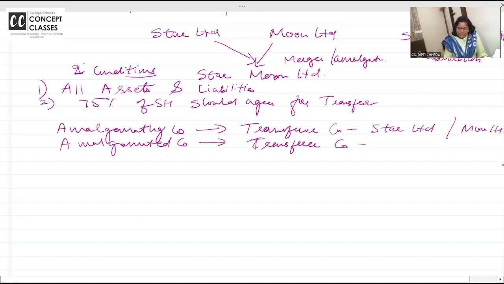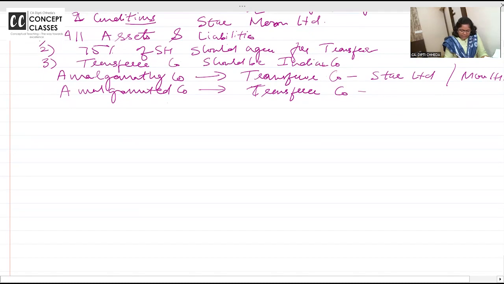Okay. So all the assets and liabilities should be transferred. 75% should agree. And very important, yes, this is the basic condition of amalgamation: transferee company should be an Indian company. Please write down, transferee company should be an Indian company. If all these conditions are satisfied, then first point, taxability impact. Are you all with me?